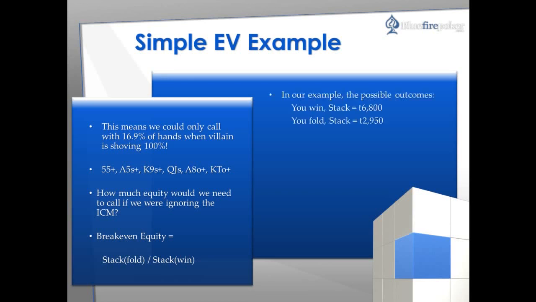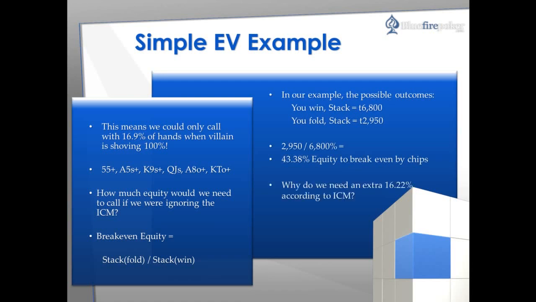But how much equity would we need to call if we were ignoring the ICM? Well, we can use the old break-even equation of our stack when we fold divided by our stack when we win. And in this scenario, the possible outcomes were 6,800 chips or 2,950 chips if we just folded. And that gives us about 43.38% equity needed to break even by chips. So according to the ICM, we needed an extra 16.22% winning chance just to break even.